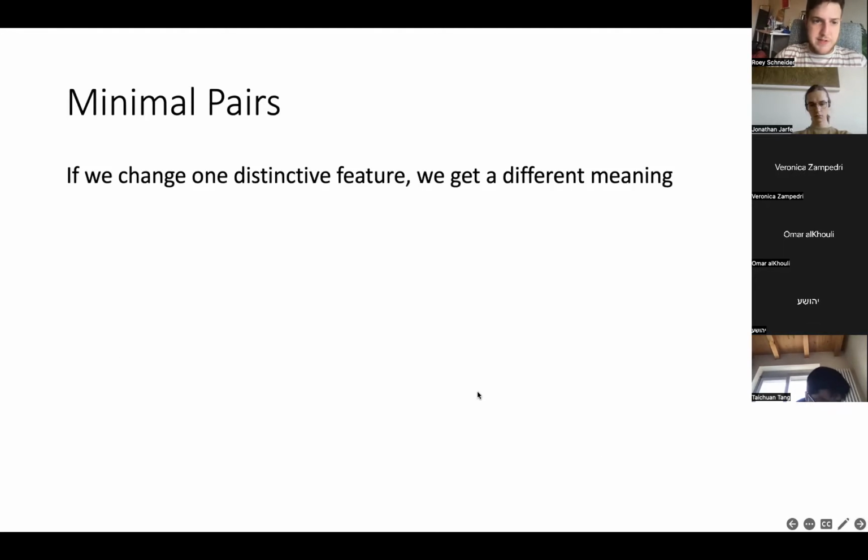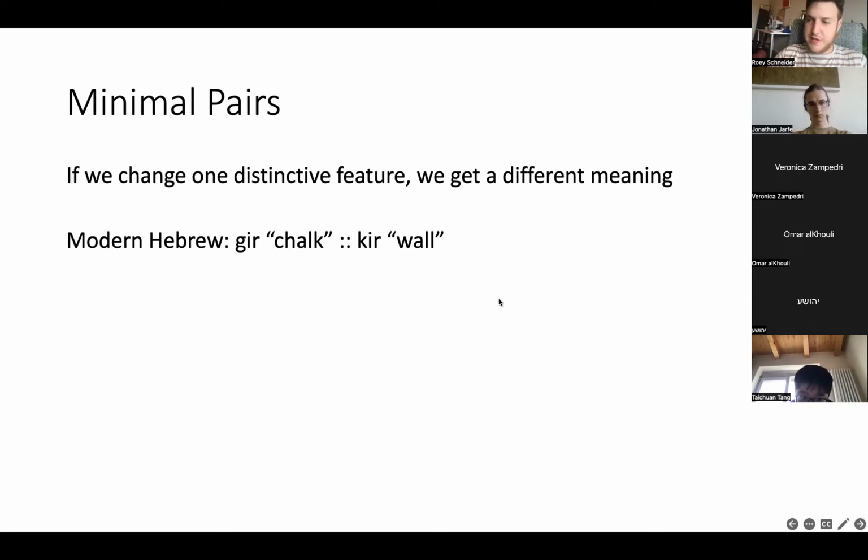Okay. So minimal pairs is the nice notion of two words distinguished only by one feature, which makes these two sounds that differ only in one feature different phonemes. So in modern Hebrew, gil, kil. There are two different meanings. There are some languages in the world that would not distinguish these two sounds, but in modern Hebrew, we distinguish these two sounds enough so that it can change the meaning of a word.